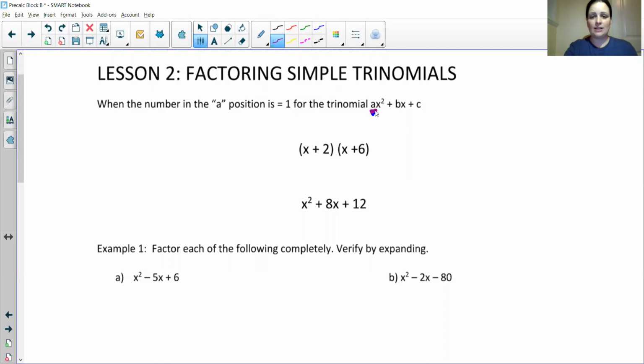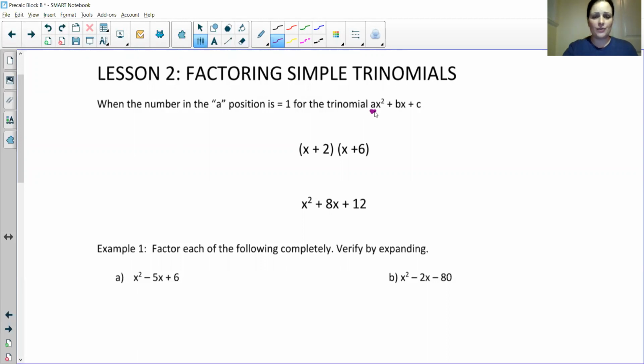So remember how I said in the last video, we always write our terms in the order of the highest degree first, and then going down to the terms with no variables in them. Right, so sometimes it helps to rearrange your trinomial expression to ensure what you have, but we're going to talk about just the ones where the number in the A position is a 1.